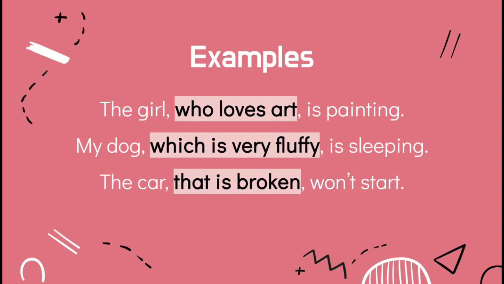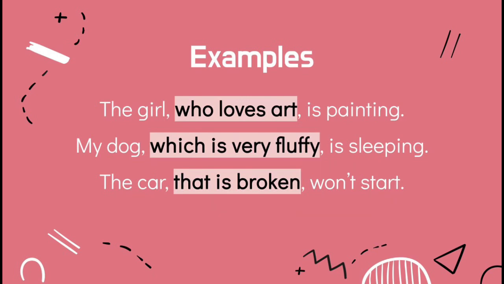Let's look at a few examples. The girl who loves art is painting. If we take out the embedded clause, we just get the girl is painting. That still makes sense, but now we don't know anything about her. Adding who loves art gives us more detail about her. In the next one, my dog, which is Fluffy, is sleeping. Without the middle part, my dog is sleeping. Again, that works, but it's less interesting. The embedded clause adds description.